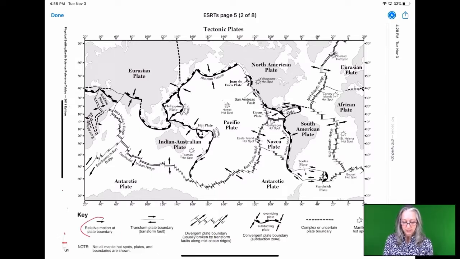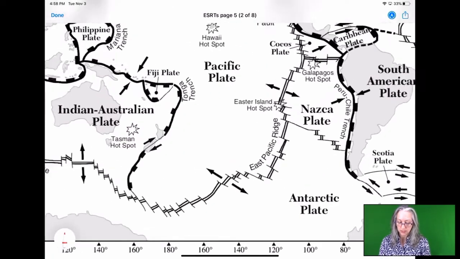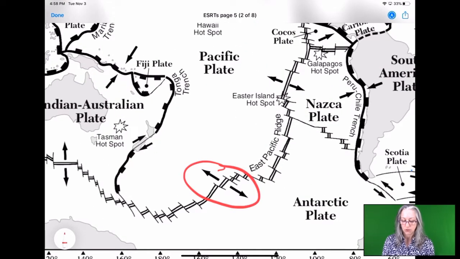So for example, right here at the bottom, it tells you that an arrow is showing you the relative motion at a plate boundary. So for example, I could zoom in right here where there are two arrows moving away from one another. And this arrow here is telling me the direction that the Antarctic plate is moving at that boundary.